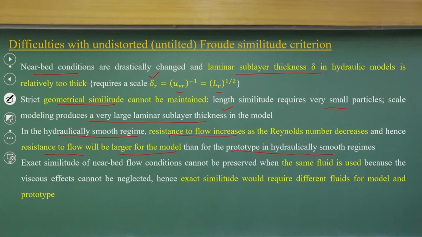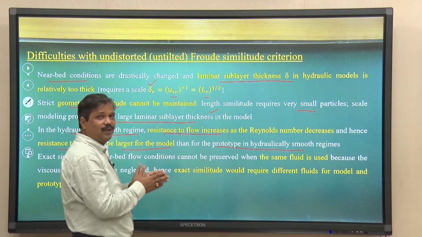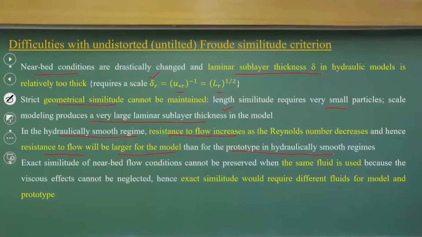So, with the river mechanics knowledge we have, if you correlate it, you can see that when you do scaled down models, there is an issue with the change of the laminar sublayer as well as the flow resistance. The exact similitude of near bed flow conditions cannot be preserved when the same fluid is used. You just try to understand it. The viscosity effect cannot be neglected. Exact similitude would require a different fluid for the models and the prototypes.